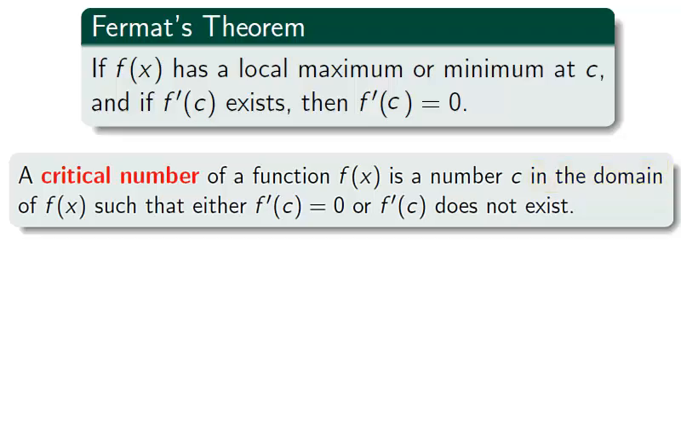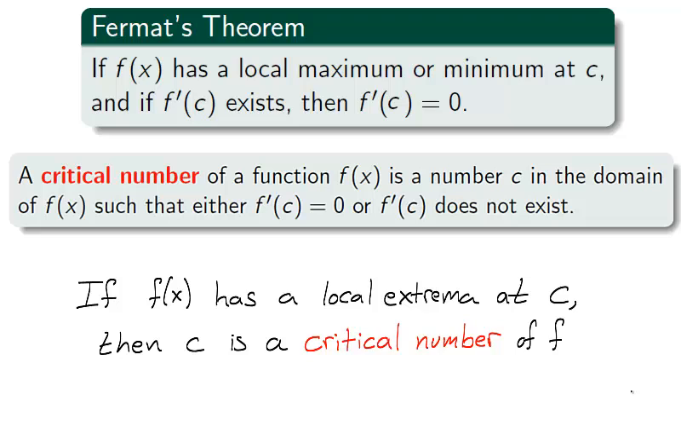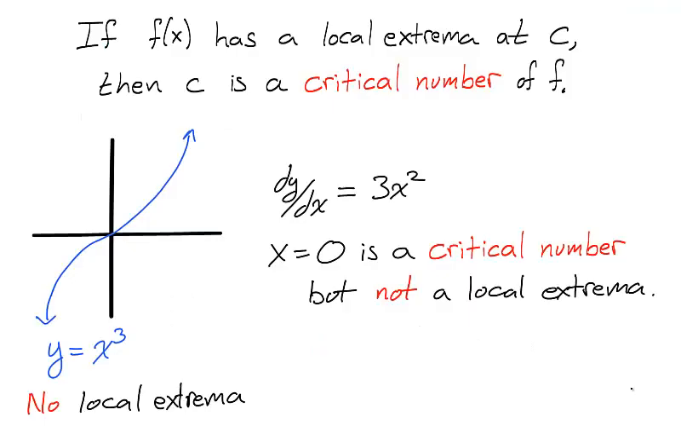With this terminology applied to Fermat's theorem: if a function f has a local extrema at c, then c is a critical number of f. Be sure not to reverse this statement. A critical number need not be a local extrema. Take the function y equals x cubed. The derivative dy over dx is 3x squared. x equals 0 is a critical number, but it is not a local extrema.